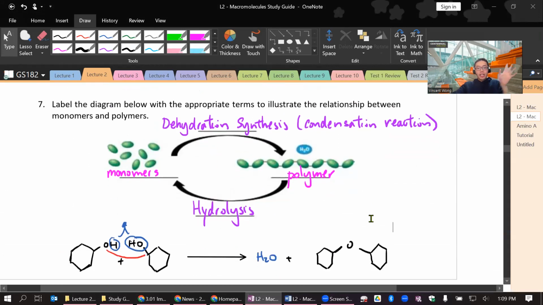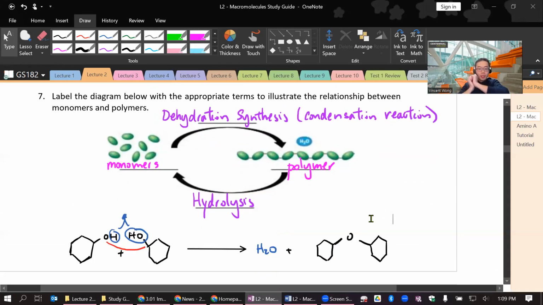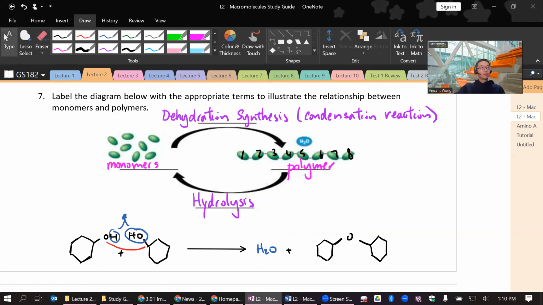Okay. So every time you connect 2 monomers together, you need to remove a water molecule, right? So here, let's take a look. We have 1, 2, 3, 4, 5, 6, 7, 8 monomers, and we connect all of them together. So how many water molecules would be removed in this case to form a long chain like that? If we need to connect 8 of these together, how many water molecules do we need to remove?